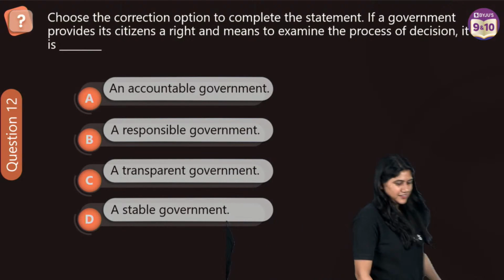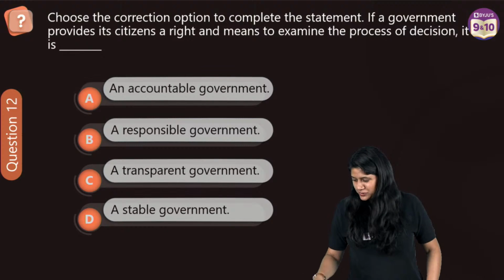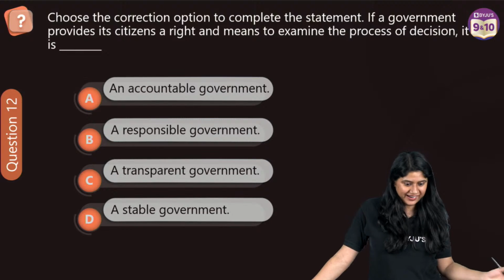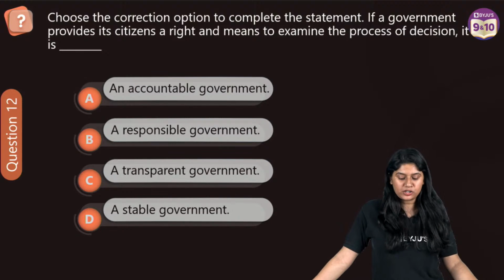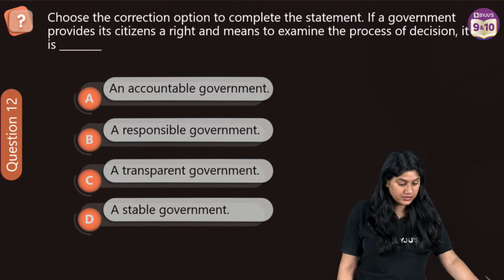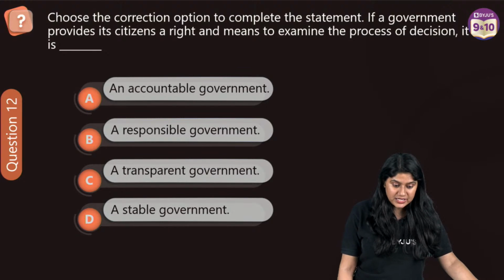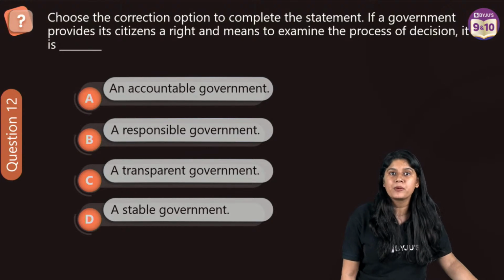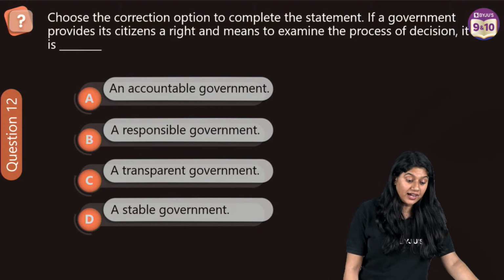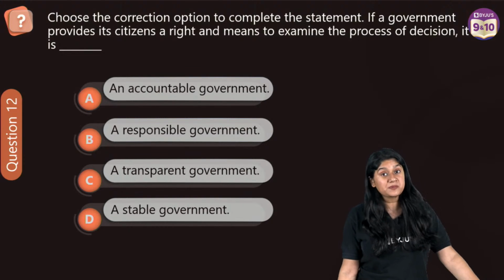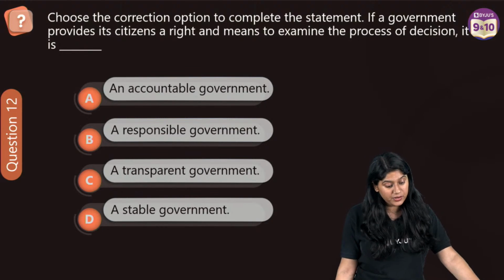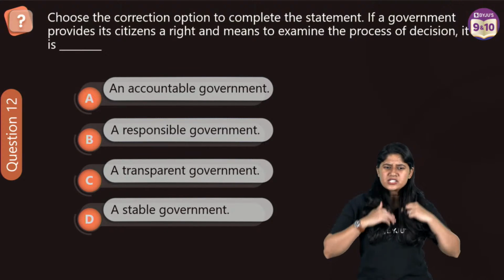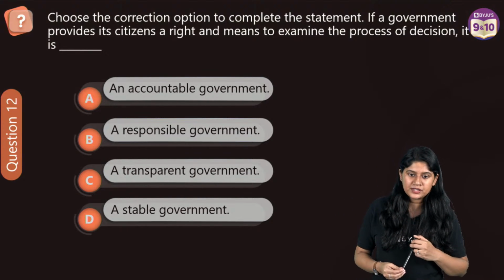Yes. So here we have, everyone, the next question. Choose the correct option to complete the statement. The statement is, if a government provides its citizens a right and means to examine the process of decision, it is which type of government? An accountable government, a responsible government, a transparent government, or a stable government? It's not a very easy question, I would say.